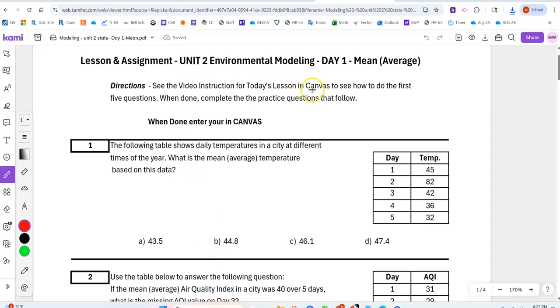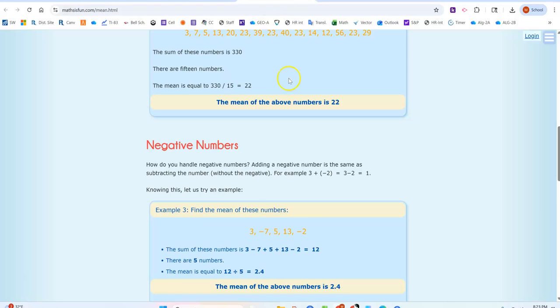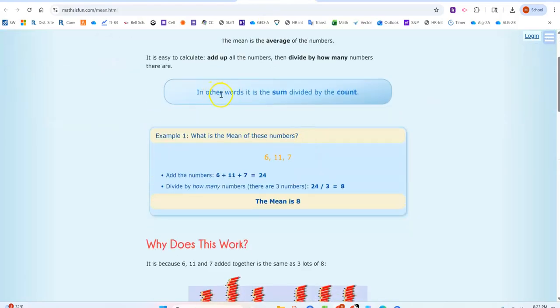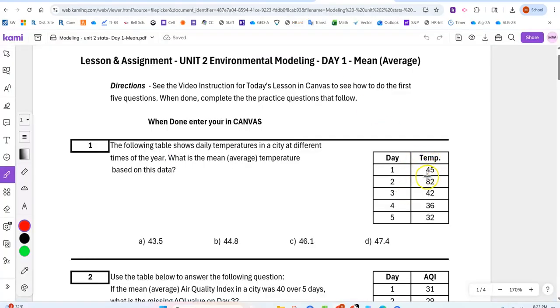Okay, so here we are with the assignment. The first question tells us that this table here has daily temperatures in a city at different times of the year, and asks what the mean or the average temperature is based upon this data table. You probably remember from the website that we take all the data, sum it and divide it by how many numbers there are. When we found the average of this example, we added up, got 24 and divided by 3 numbers because there's 1, 2, 3 numbers. So here, we're going to add up 45 plus 82 plus 42 plus 36 plus 32.